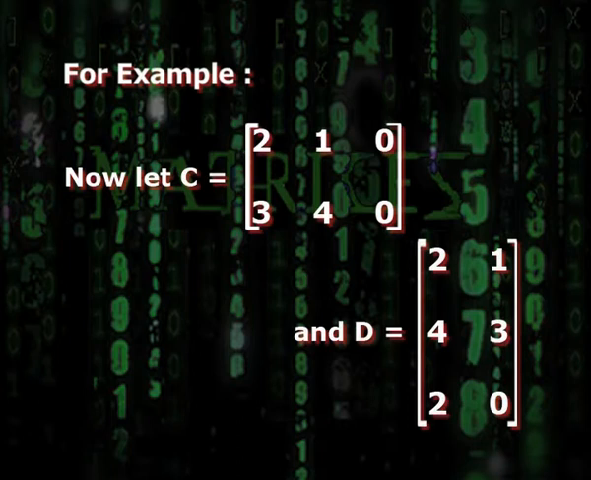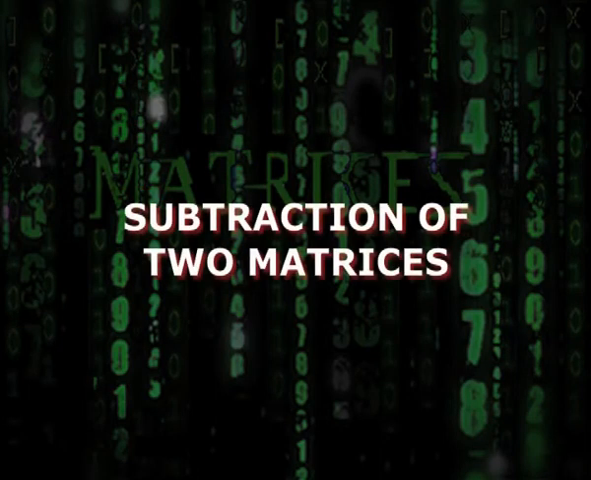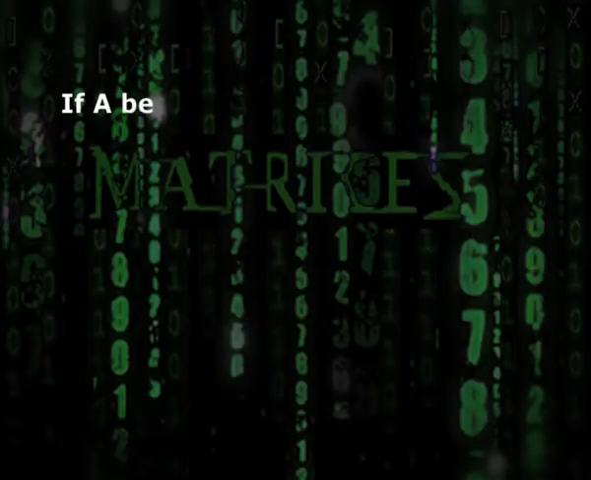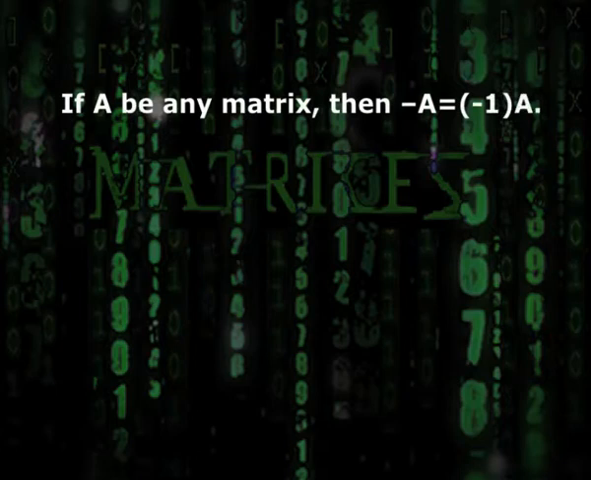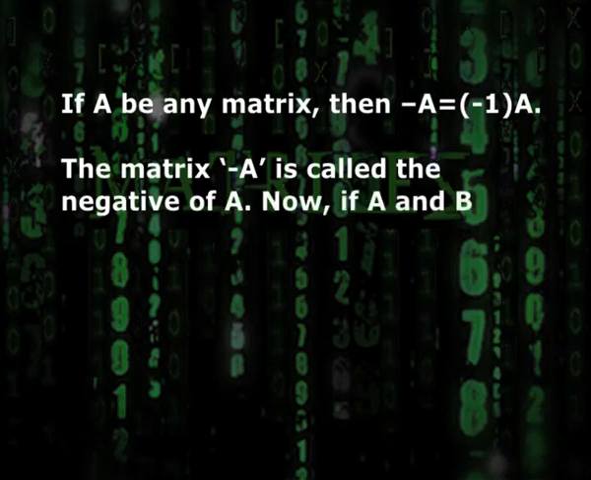Then C and D are not of the same order. Therefore, C plus D is not defined here. Now, similar is the case with subtraction of two matrices. Subtraction of two matrices is possible only when the matrices are of the same order. For example, if A is any matrix, then minus A is nothing but minus 1 getting multiplied by A. So, the matrix minus A is called the negative of A.